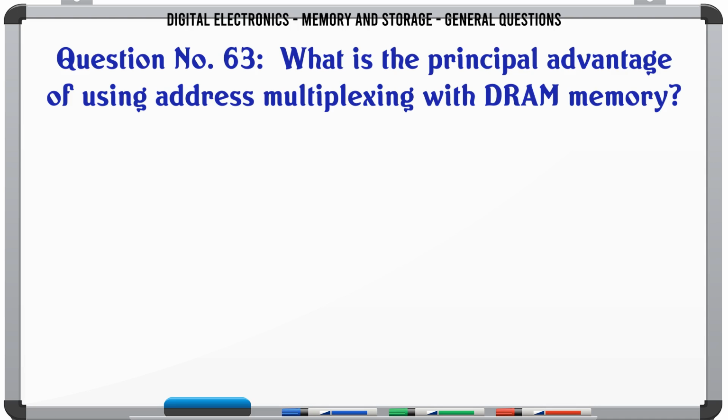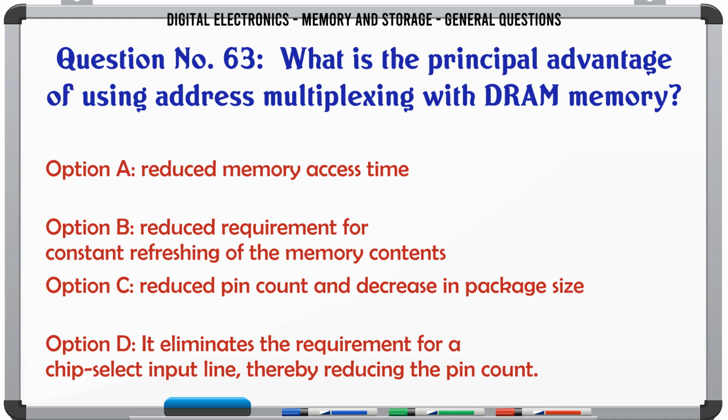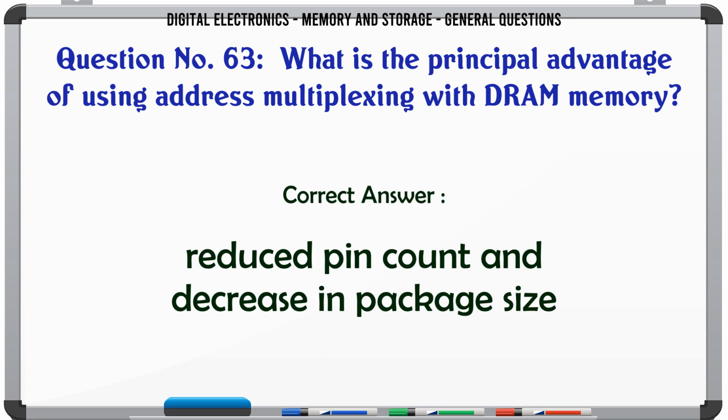What is the principal advantage of using address multiplexing with DRAM memory? A. Reduced memory access time, B. Reduced requirement for constant refreshing of the memory contents, C. Reduced pin count and decrease in package size, D. It eliminates the requirement for a chip select input line, thereby reducing the pin count. The correct answer is reduced pin count and decrease in package size.